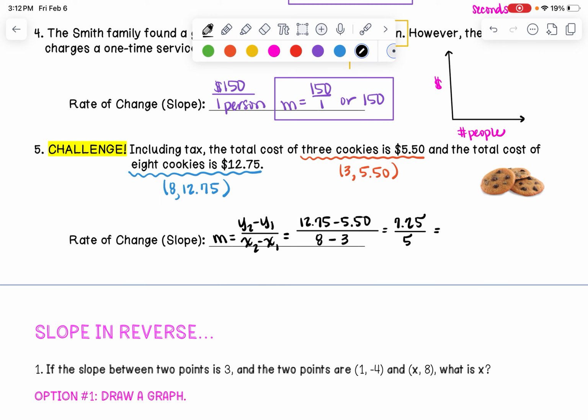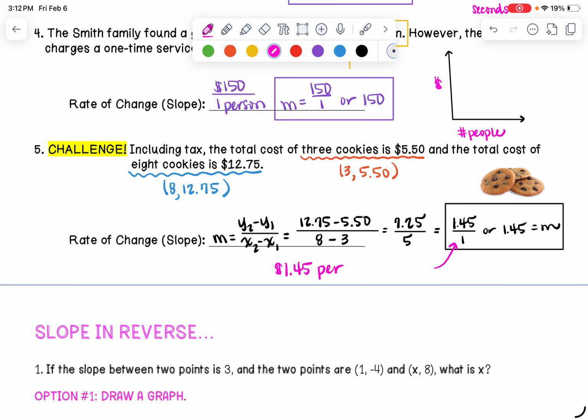and that's giving me $1.45 over 1. Or you can just write $1.45. Again, very similar to what we were just saying above. Put equals m. Sorry about that. There we go. And of course, by finding that slope, we now know that we can interpret this as $1.45 per cookie.